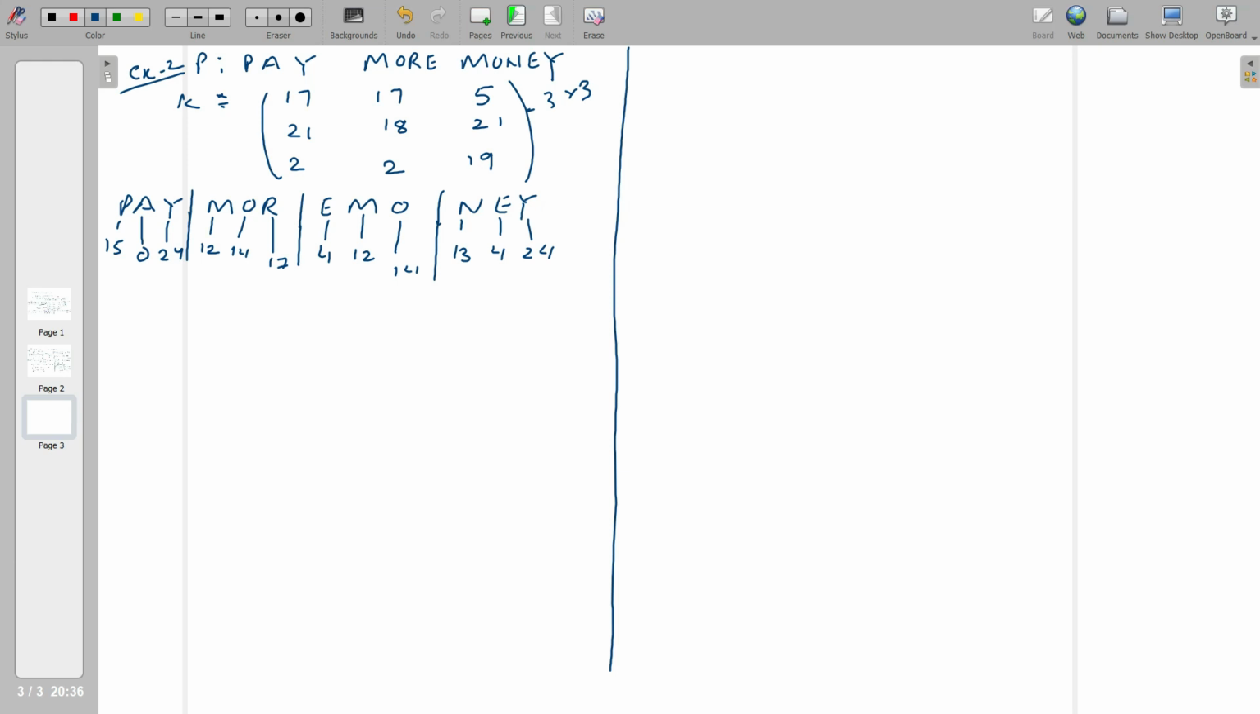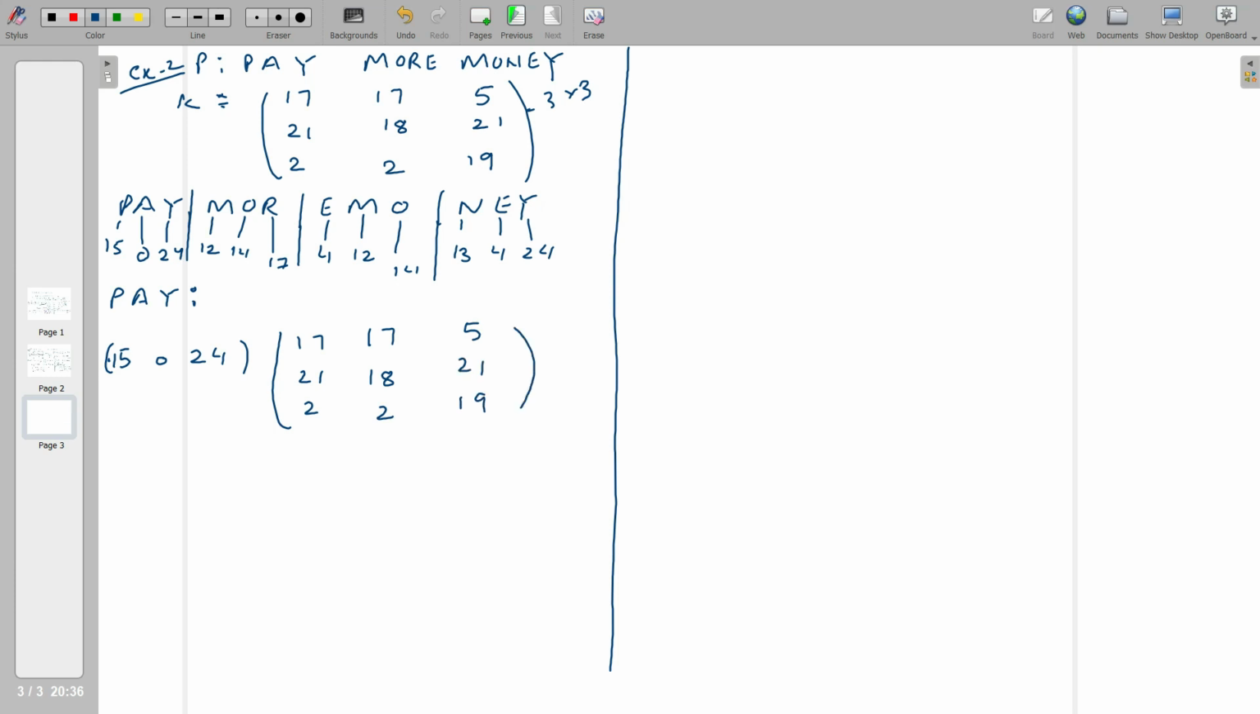Now we will encrypt all these 4 blocks one by one. So first we are going to do it for PAY. How are we going to encrypt PAY? So PAY is 15, 0, 24. And the key is 17, 21, 2, 17, 18, 2, 5, 21, 19.